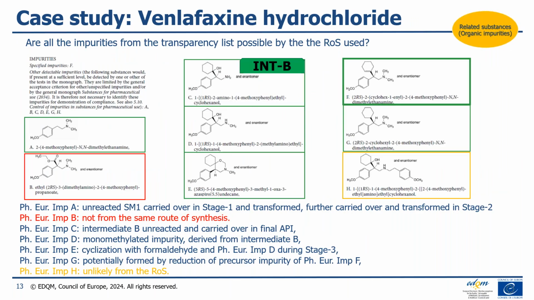Next slide. In the case of venlafaxine, for example, impurity B and impurity H, highlighted in red and orange, are not possible or unlikely to be present with the route of synthesis used, while, for example, intermediate B is impurity C of the monograph. So, next slide.